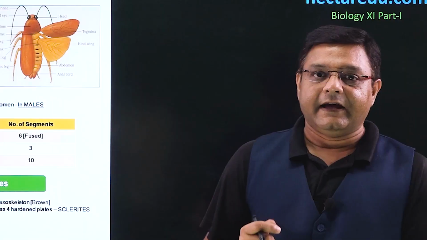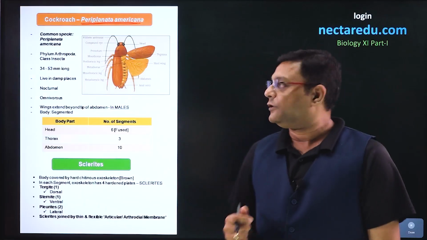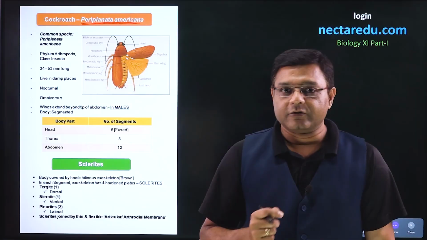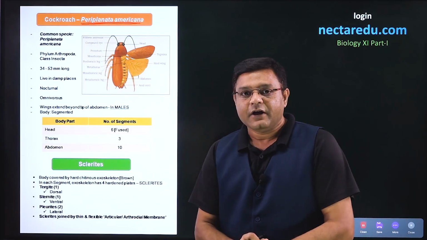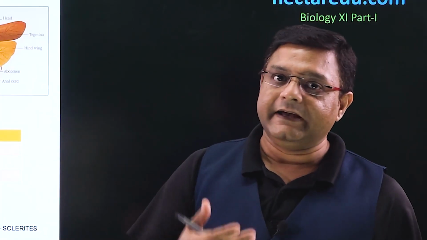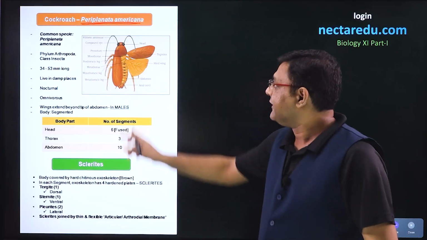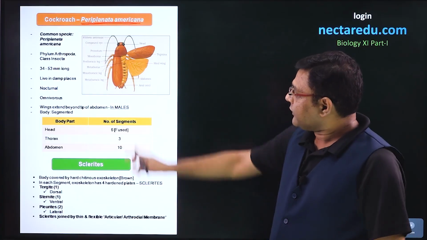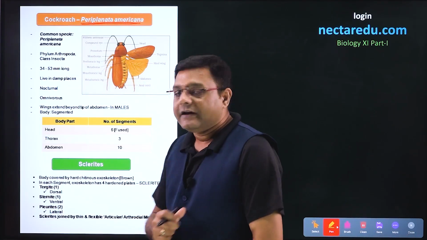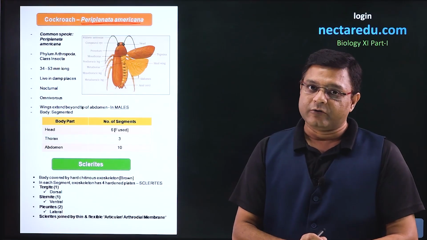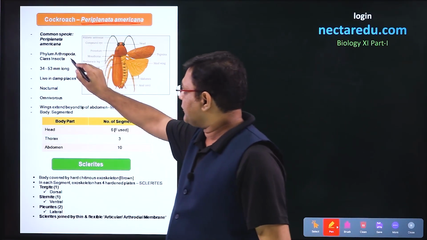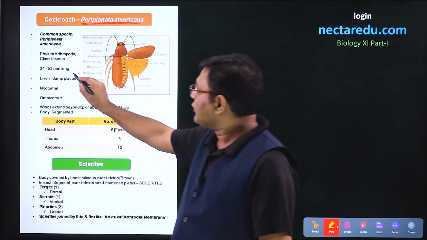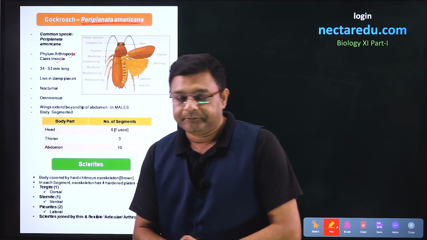Good day to all. In this particular video, we will look into the details of cockroach. Now, the most common species of cockroach is Periplaneta americana. So, all the details that we complete of cockroach will be related to this particular species Periplaneta americana. Talking of the phylum in which Periplaneta americana or cockroach comes, it is phylum Arthropoda, the largest phylum of animal kingdom, and cockroach comes in class Insecta.